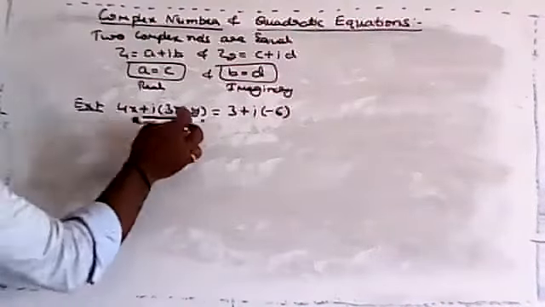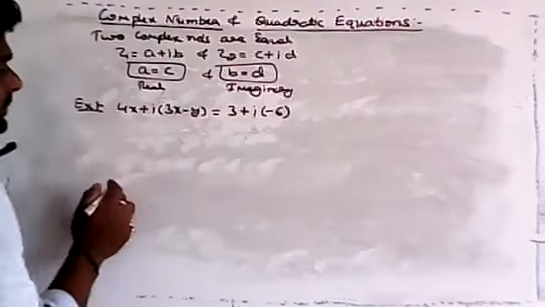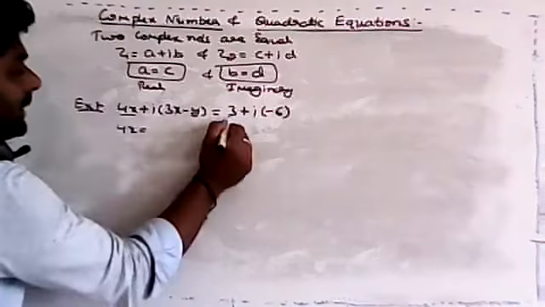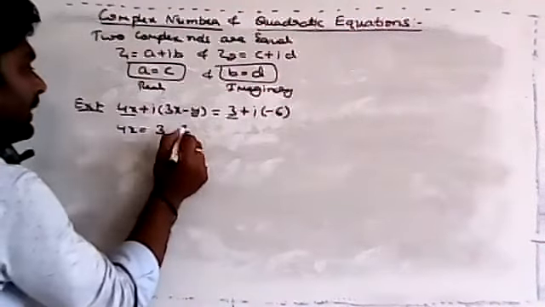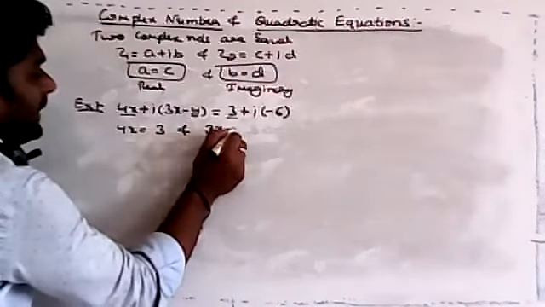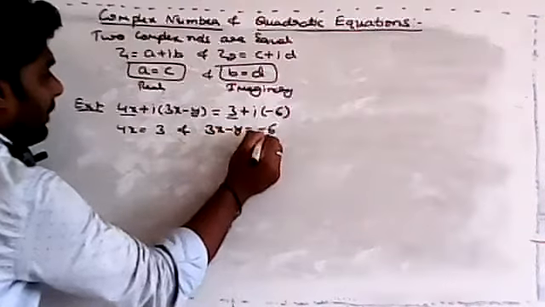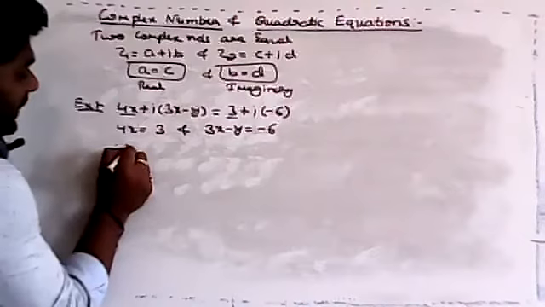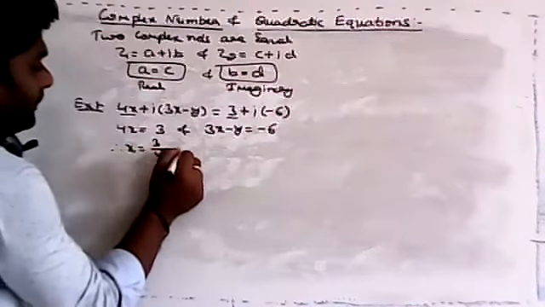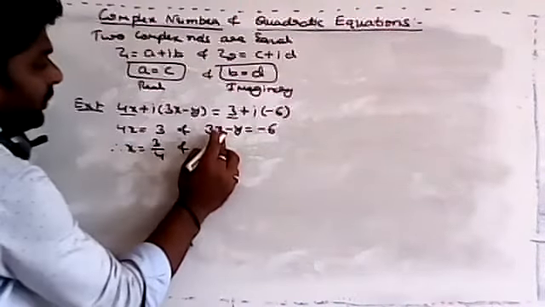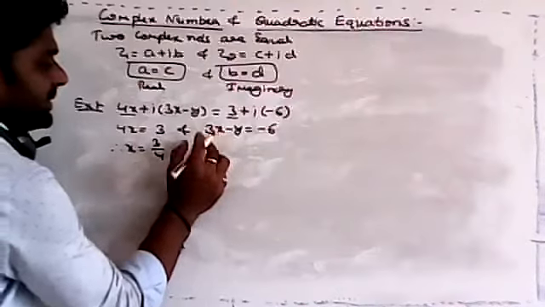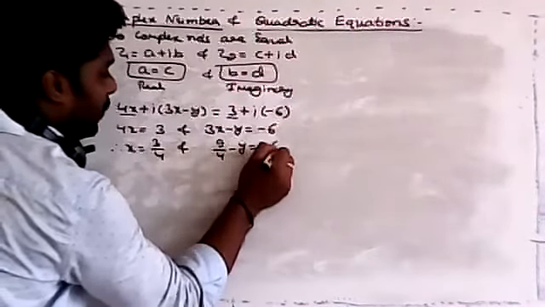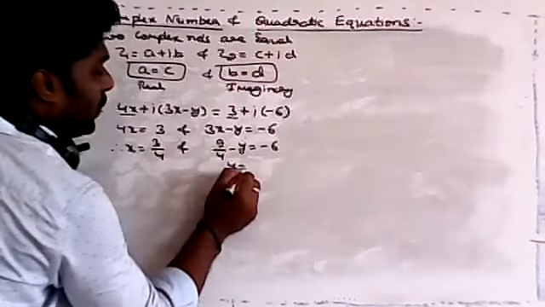See, equate the real and real part, imaginary and imaginary part. What is the real part here? 4x equal to 3. And the imaginary part is 3x minus y equal to minus 6. From this one, x we will get 3 by 4. And this 3 by 4 you put in this equation. What do you get then? 9 by 4 minus y equal to minus 6.